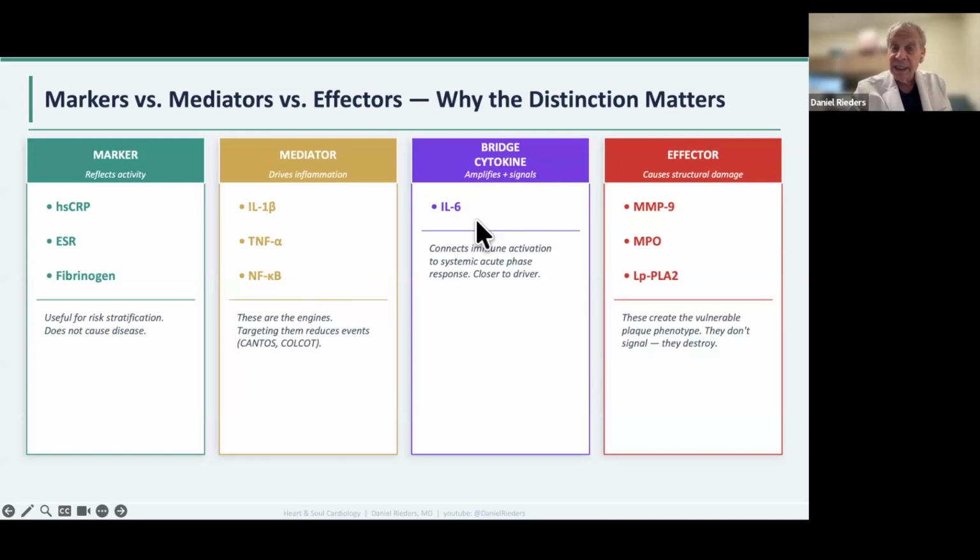And then interleukin 6, this is the bridge cytokine. It amplifies the signals. It connects immune activation to systemic acute phase response, closer to the driver. So we can pick this apart and figure out what's going on in a specific patient, if need be.